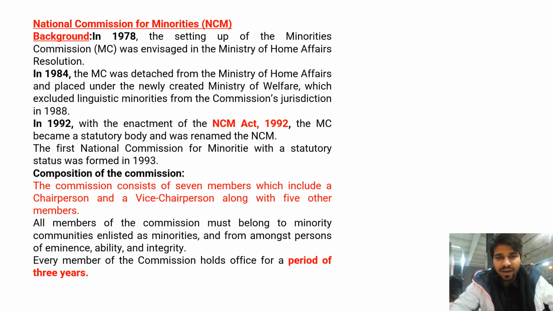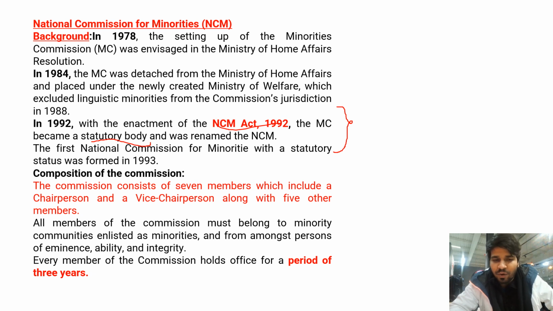Okay, so we have National Commission of Minorities, which was set up in 1978 and it got enacted in 1992, right? With National Commission for Minority Act, right? And it became a statutory body. Statutory means it is backed by the law of Parliament. That is what is meant by statutory. If it is included in the Constitution, it is called constitutional body, right?